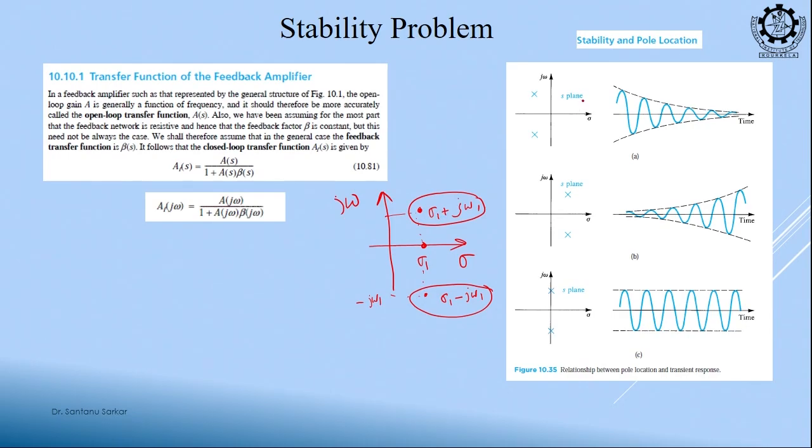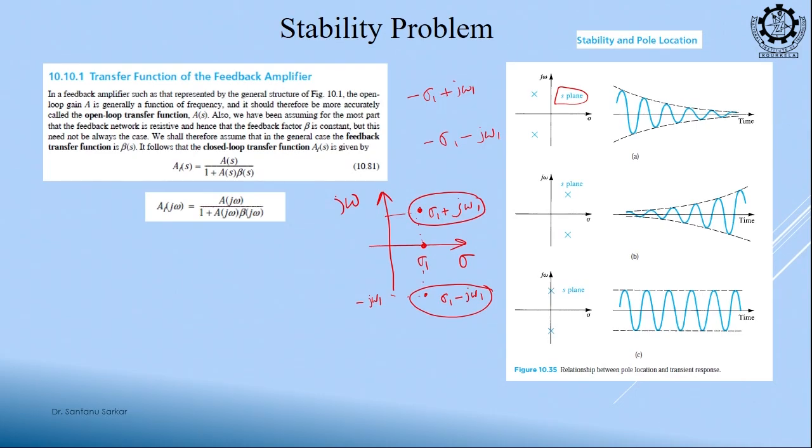Now, this is known as the S plane. So, this is the right hand S plane, this is the left hand S plane, right. So, if these two conjugate poles are on the left hand side, what will be their values? Say minus sigma 1 plus j omega 1 and minus sigma 1 minus j omega 1.